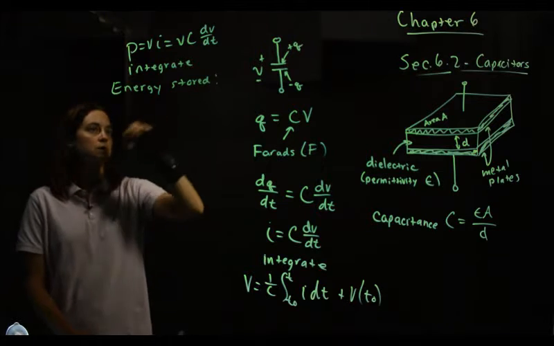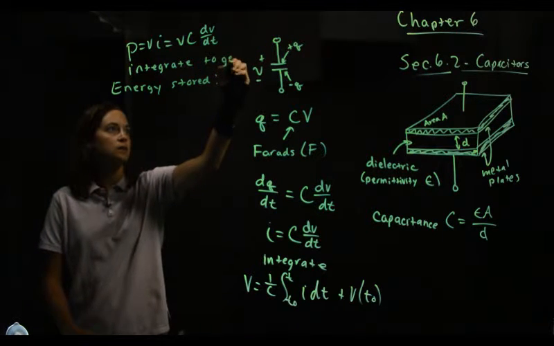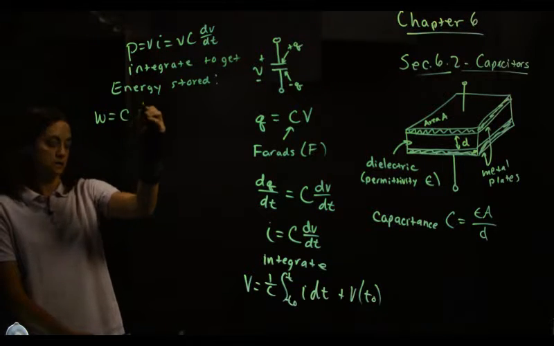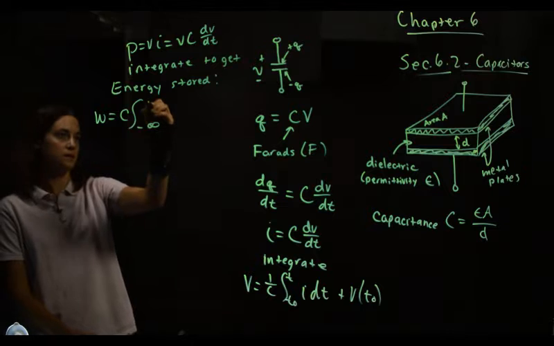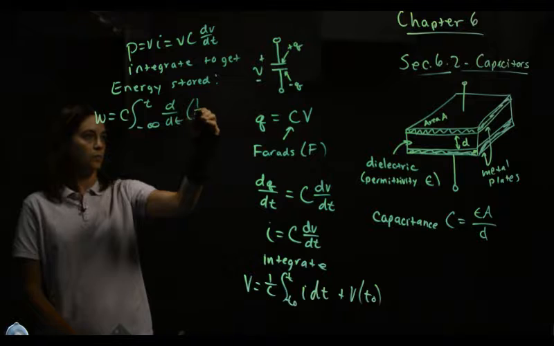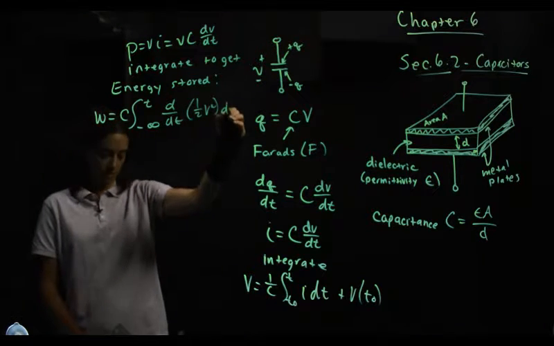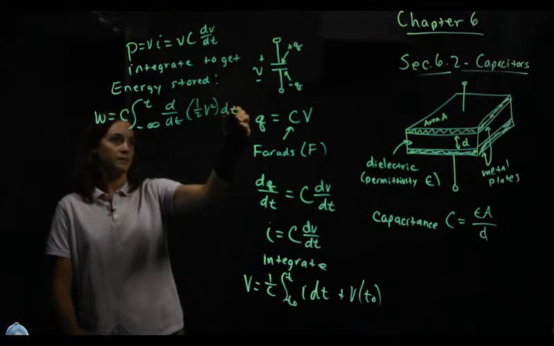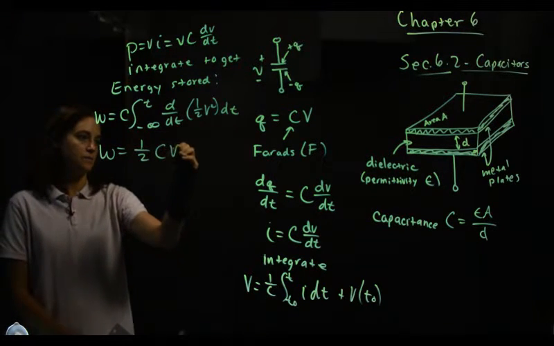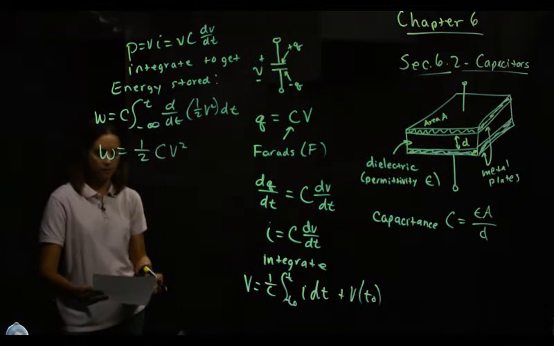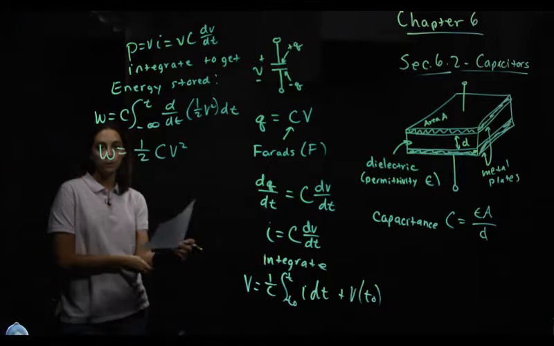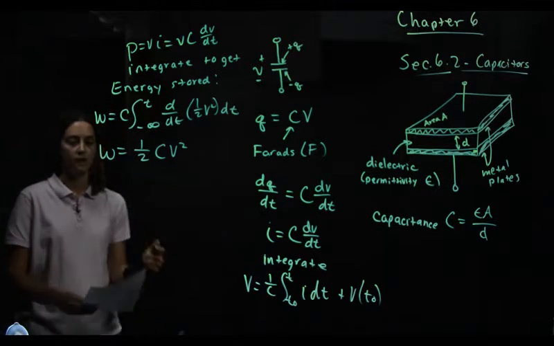The energy stored, so integrate to get energy stored, and we get W equals C integral from minus infinity to t of v dv/dt dt, which is 1/2 v squared. So what we end up with is 1/2 CV squared for the energy stored in a capacitor. A couple of things to note about a capacitor, and one that's really, really important that we'll use a lot in our problems.